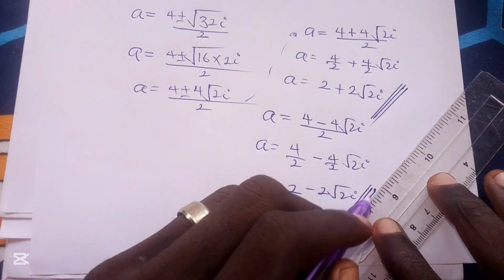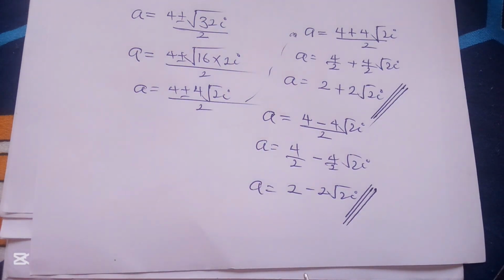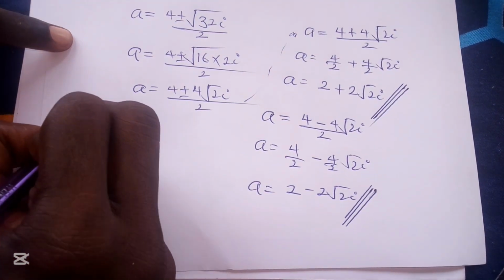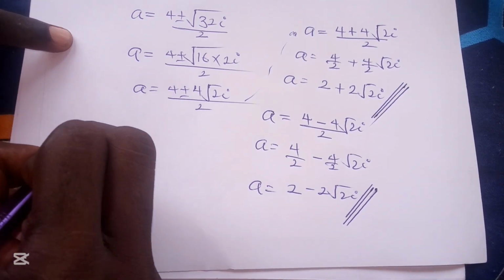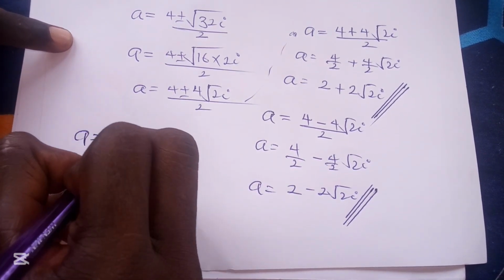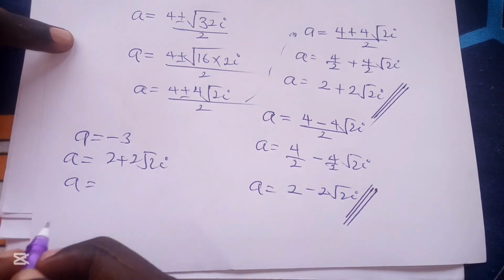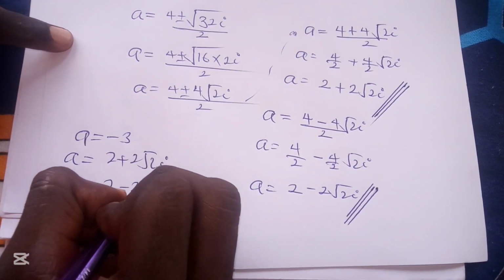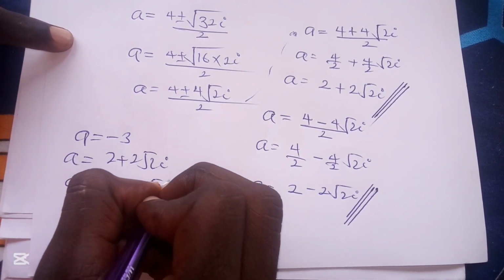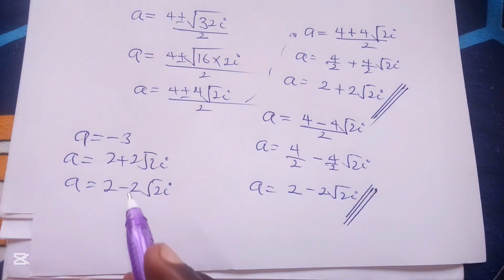Remember, the first value of a that we have is 3. So these are the values of a: a becomes minus 3, a becomes 2 plus 2 root 2i, and a becomes 2 minus 2 root 2i respectively. So these are the values of a that we have to find with respect to the problem we are given.